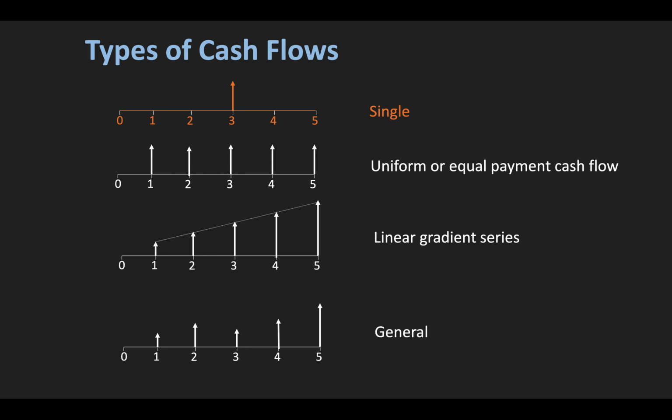So here are two different kinds of cash flows. Some are easy to address, some are harder. Let's say a single one is the easiest one, right? We're going to talk about this one first. So basically, for a single cash flow, we only have one cash flow. It's either going in or going out, but there's only one.